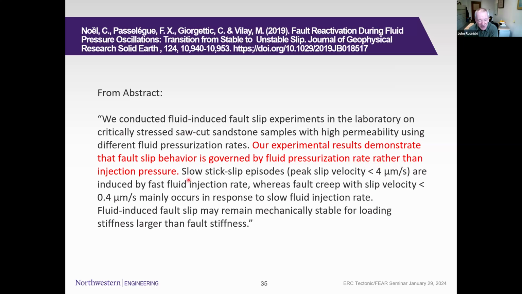rather than injection pressure. I'll make an aside here that the dependence on the fluid pressurization rate has also been observed in other experiments, which I did not mention, and in some modeling studies. However, you shouldn't interpret that as a departure from the effective stress principle.